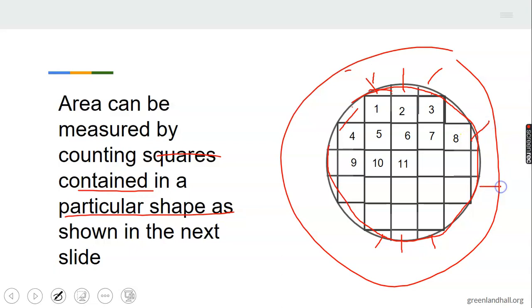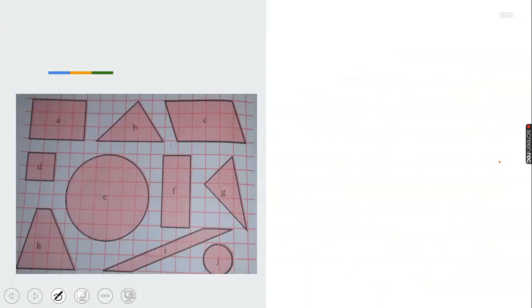Include this one too, to form 1 square. These 2 and these 2, we add together to form another 1 square. By the time we add everything together, we now have the measurement of the area of this circle, depending on the number of squares it contains.